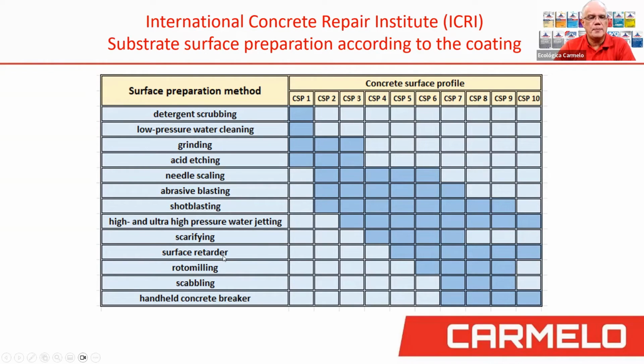And then going up, like scarifying, you'll be doing a CSP of about 4, 5, 6, 7 and above, right? So if you go on the internet and Google that International Concrete Repair Institute diagram, it can really tell you which material you're using and what surface prep you need. But again, read your instructions and they'll tell you what concrete surface prep is needed before you start.